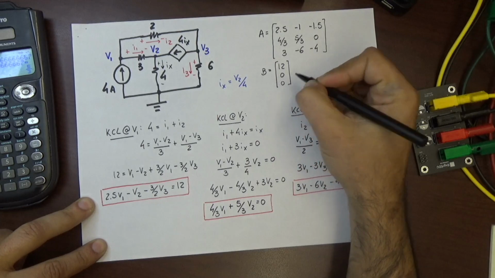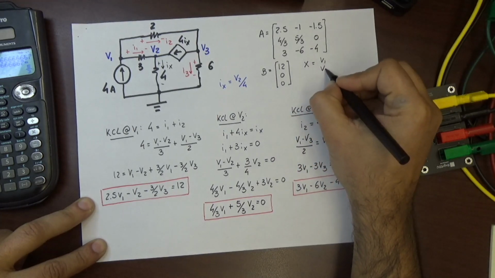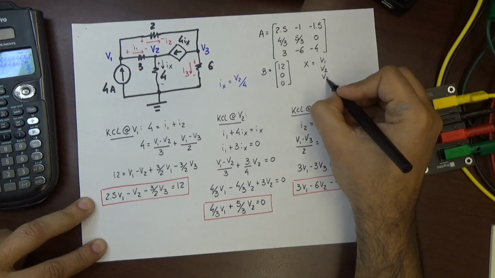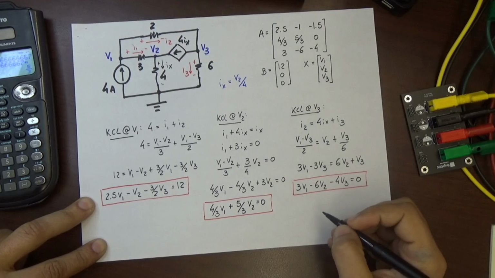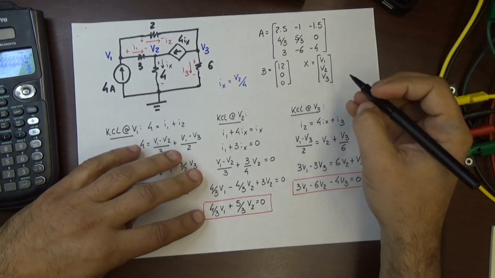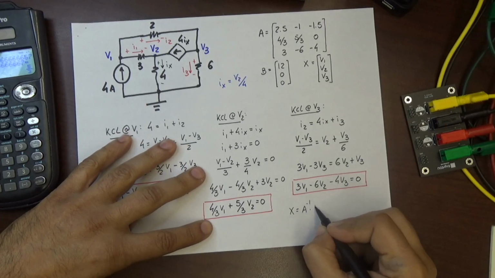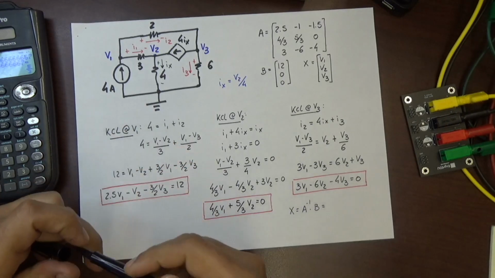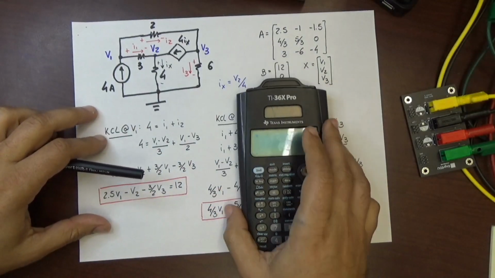And let's find X. It's going to be V1, V2, and V3. And find some space, put it here on the bottom. I'm going to apply the matrix inversion. So find the inverse of A multiplied by B. So once again, I'm going to put that into my calculator.